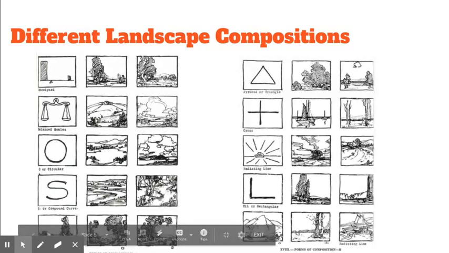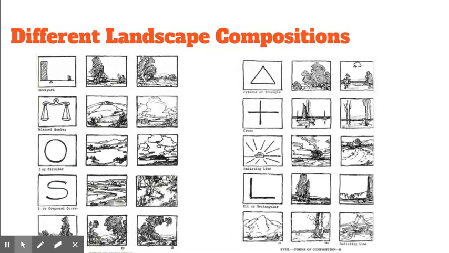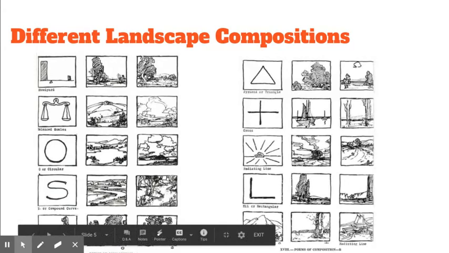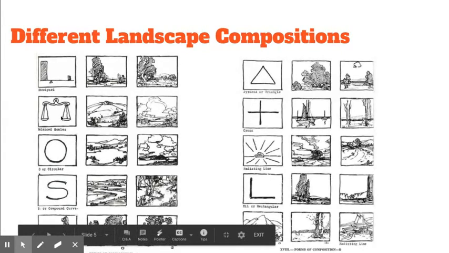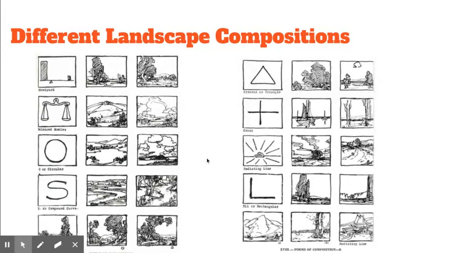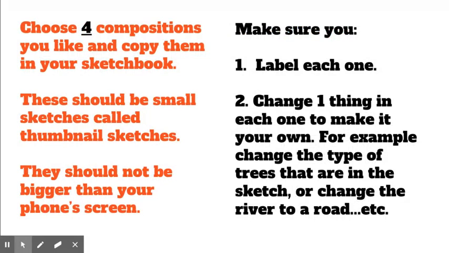Okay, so now what you're going to do is you're going to choose 4 of these. So you're going to say, okay, I like the Steelyard one. I like the radiating lines. I like the S, and I like the balanced scales. Okay, I'm just saying you don't have to pick those 4. You could pick whichever 4 you want, and you're going to copy them in your sketchbook. Okay, so choose 4 compositions you like and copy them in your sketchbook.